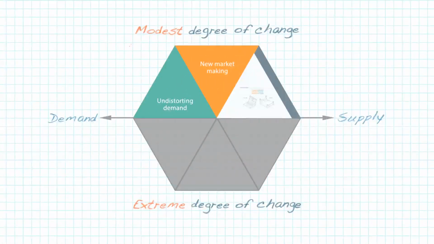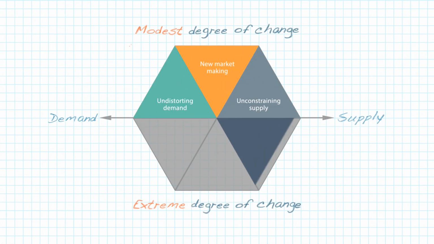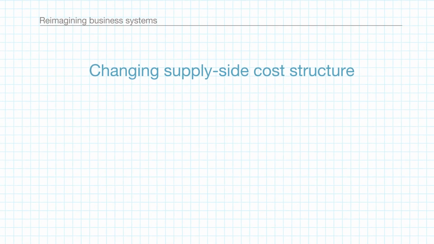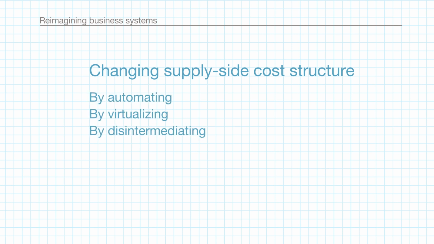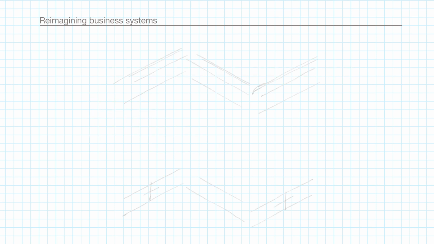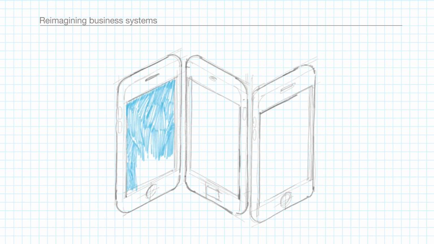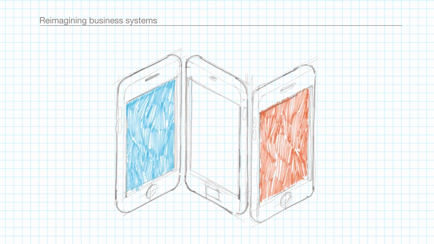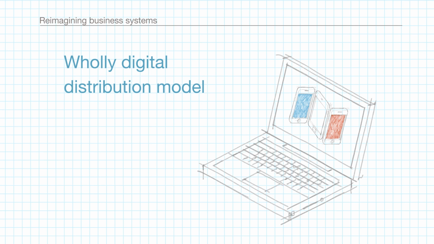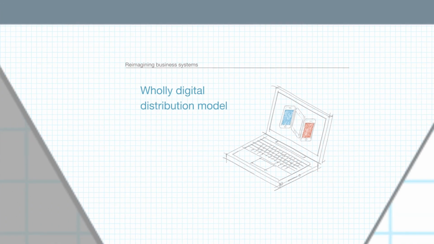Let's now go to the bottom half of the framework, where things get a little more extreme. Reimagining business systems. This means fundamentally changing the cost structure in the supply side by automating, by virtualizing, by disintermediating, or by becoming a lot more accurate and predictive. An example is Free Telecom in France, which has done away with all physical channels of distributing mobile phone packages. It has a wholly digital distribution model and a much simpler product set at a far lower cost.